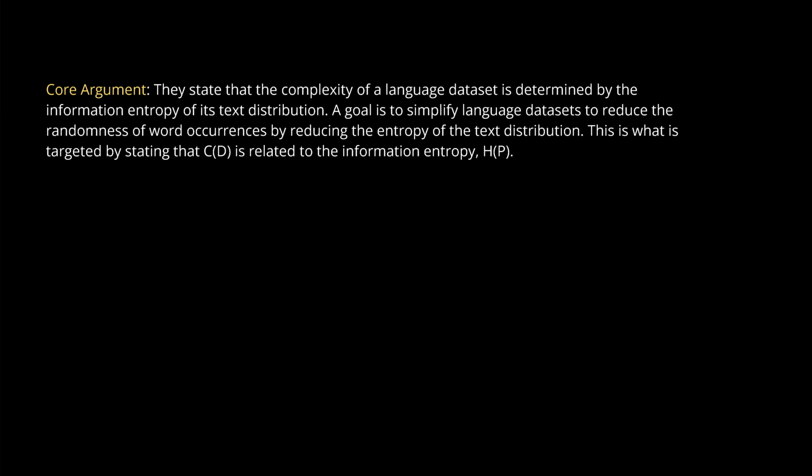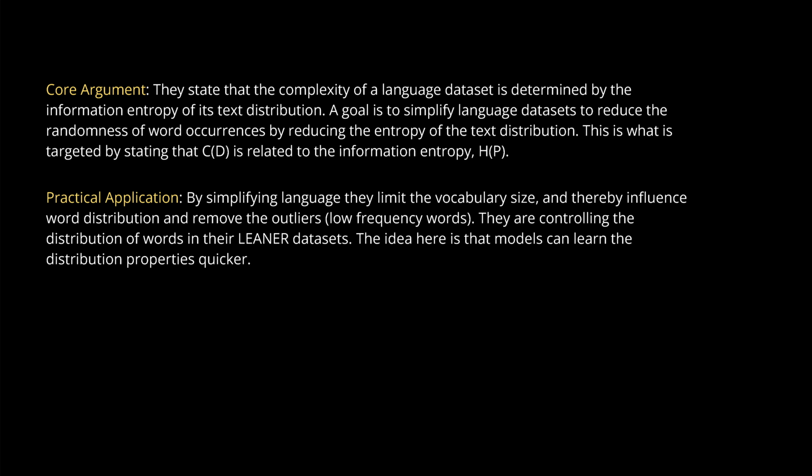But let's come back to the core element of the complete paper, not just this proof for the complexity. So the authors state now that the complexity of the language dataset is determined by the information entropy of the text distribution. And the goal is to simplify the language dataset to reduce the randomness of the word occurrences by reducing here the entropy of the text distribution. And this is what is targeted by stating that here the complexity is related to the information entropy. But this is something that I would say, yes, of course. I don't doubt this, no?